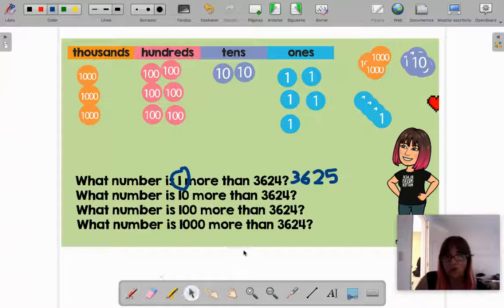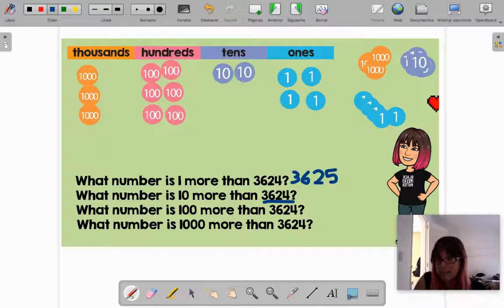Okay. To do the next sentence, I am going to take away the 4 because we need to start again with the same number, 3,624 in this one. Maybe in your book it's different, so don't think that it's going to be exactly the same. So I need to start again with 3,624. Here it is, 3,624. But now it says that we need to add 10 more. So 10 more, like we have learned, okay?